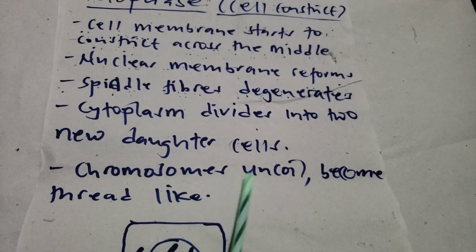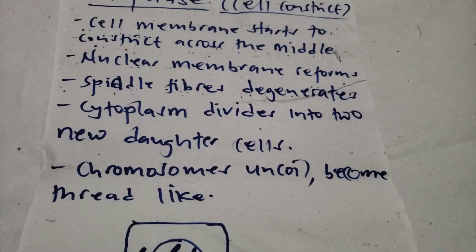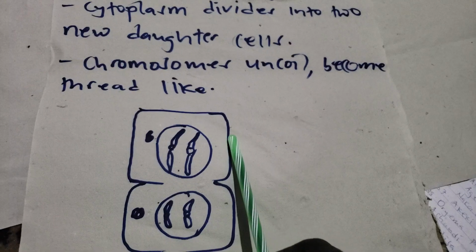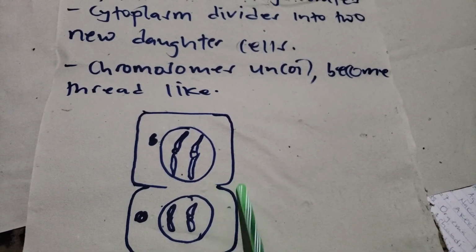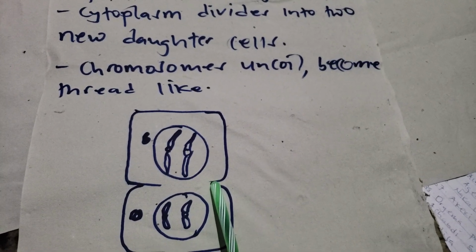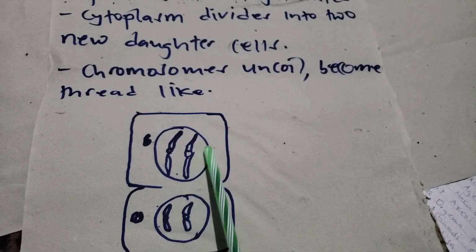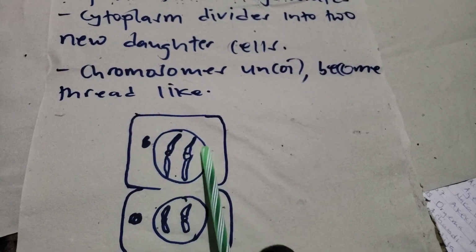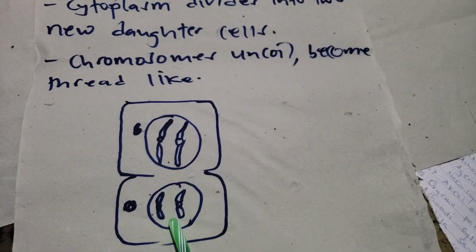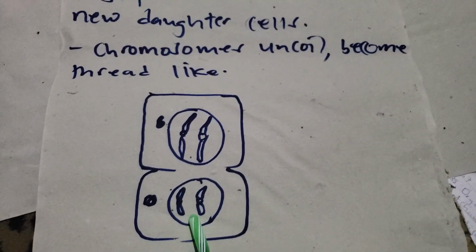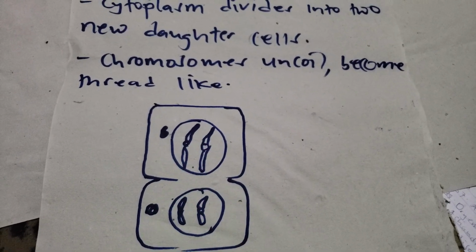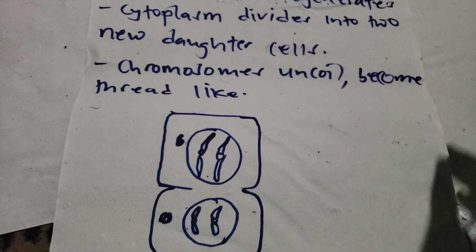Then the chromosomes uncoil, or they become thread-like, as you can see there. We are saying that the cell membrane has started constricting, or it has started deforming or breaking down. We are saying that the nuclear membrane reforms. Here we have the nuclear membrane around this part, and here you have the nuclear membrane around this part. We are saying that the spindle fibers have degenerated, as we don't have the spindle fibers within these chromatids.